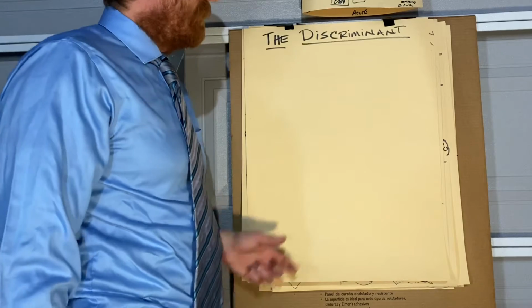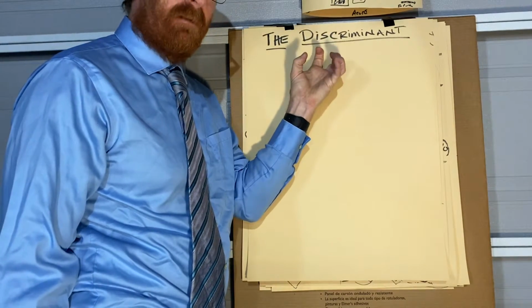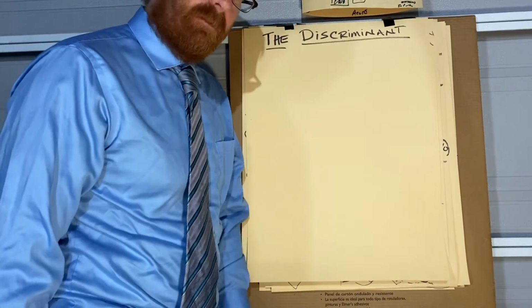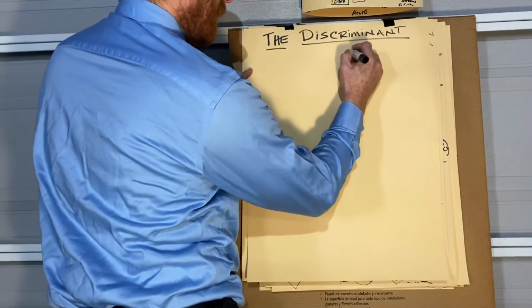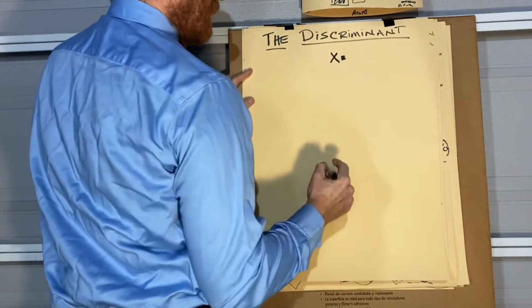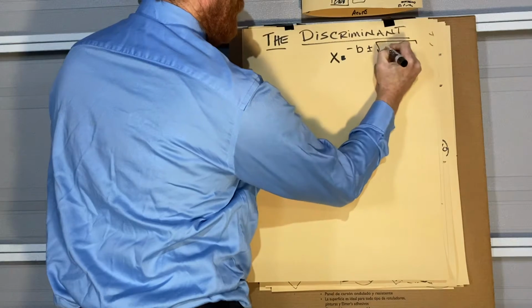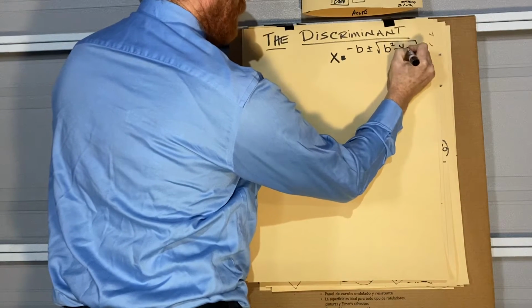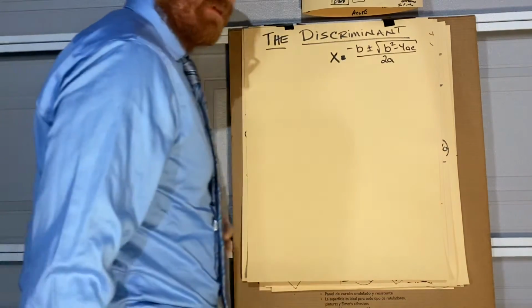This week we focus on the discriminant, which is really just one little piece of the quadratic formula we looked at last week. If you remember, last week we talked about the quadratic formula saying any x value in a quadratic formula looks like this: negative b plus or minus square root b squared minus 4ac all over 2a. If you did all that work, that was the hard work.